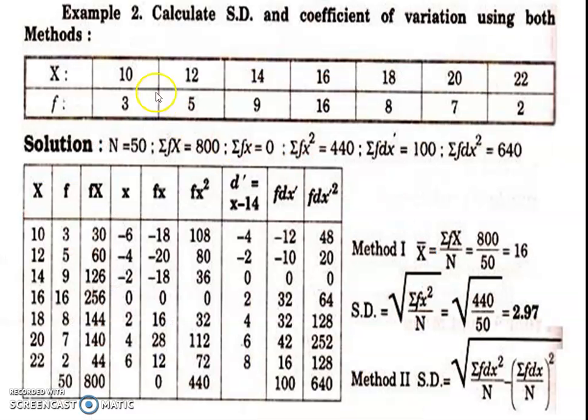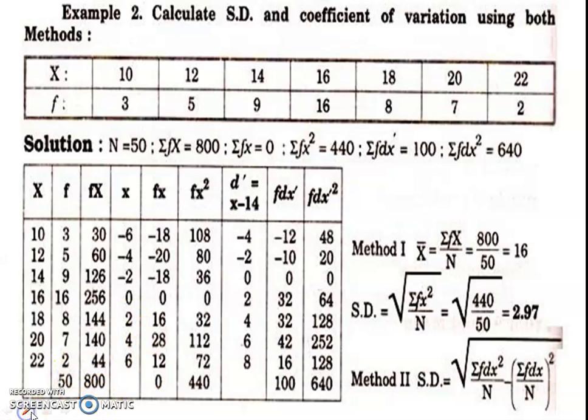Let us continue the last lecture's example. Calculate the standard deviation and coefficient of variation using both methods. I will discuss the assumed mean method here; in the last lecture we did the direct method. Now x is 10, 12, 14, 16, 18, 20, 22 and f is 3, 5, 10, 9, 16, 8, 7, 2 and 15.